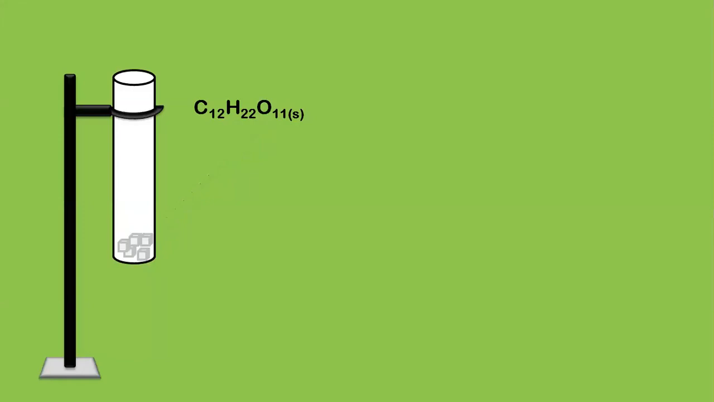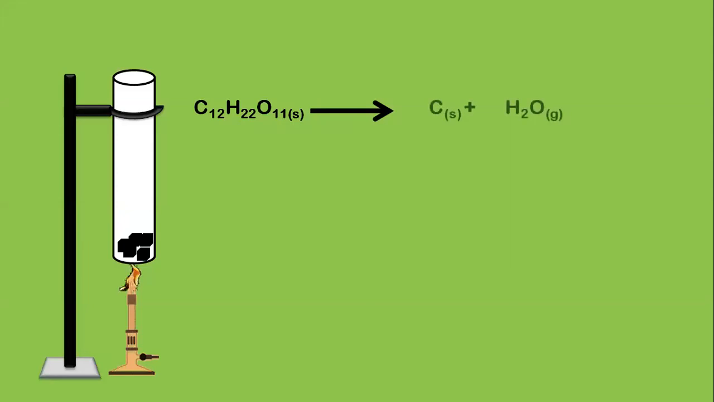When I leave this sugar unattended and I keep on heating it continuously, it turns into a black colored substance, which is nothing but carbon. The black colored substance which is left behind is carbon. So what happens to the hydrogen and oxygen from the sugar? It gets evaporated in the form of water.